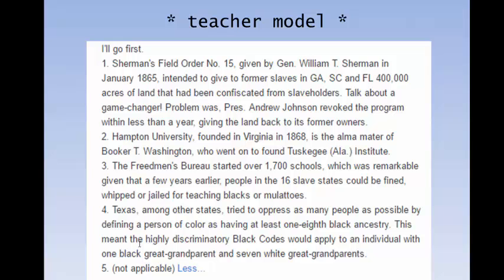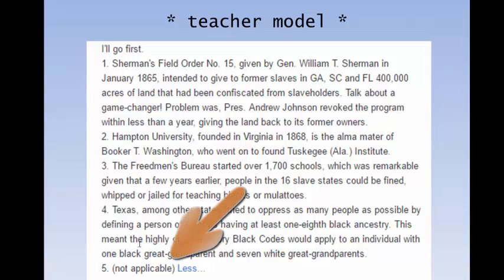For fact number 1 about the land, I provided something about Sherman's Field Order number 15. For fact 2 about schooling, I provided something about Hampton University. For Fact 3, I provided some information about the Freedmen's Bureau. And Fact 4, about the backlash to Reconstruction, I shared some information about certain measures that were taken to oppress Southern blacks even after the abolition of slavery.